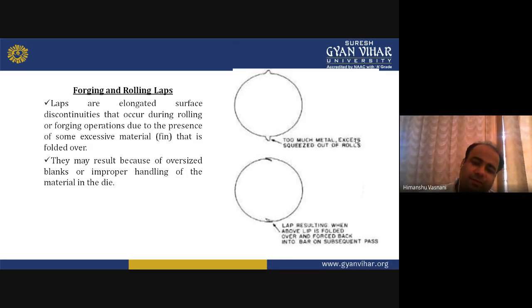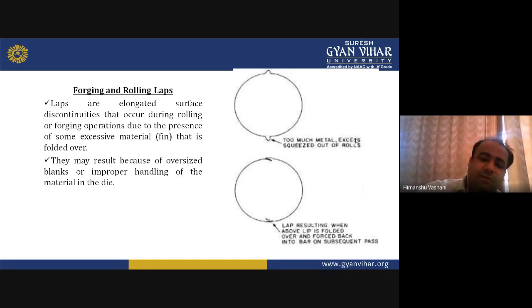So you should understand this, and moreover, this lap is very common. This kind of defect is very common.